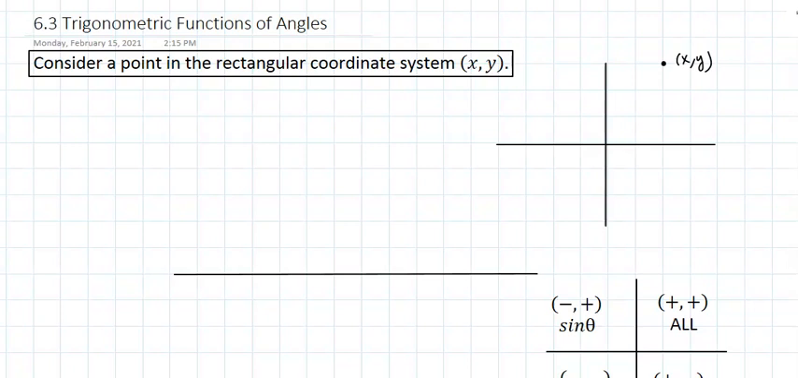Section 6.3 talks about trigonometric functions of angles. So let's consider a point in the rectangular coordinates. Pick an x, y. Assume it's in quadrant 1 just for simplicity, nothing more. If I am to create a triangle, that is, if I am to look at this, the x is actually this distance, and the y is actually this distance.